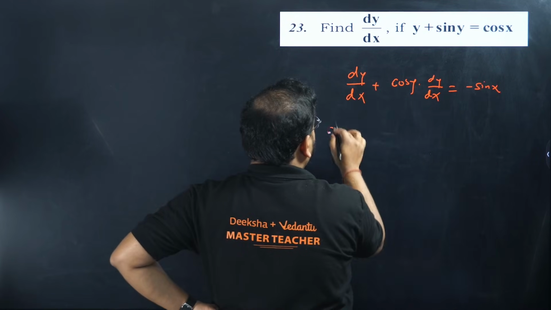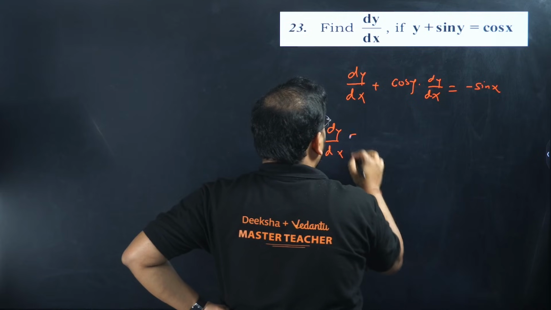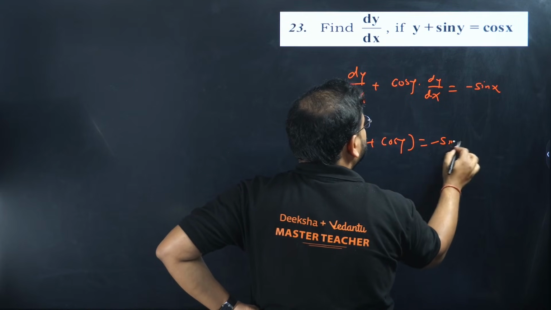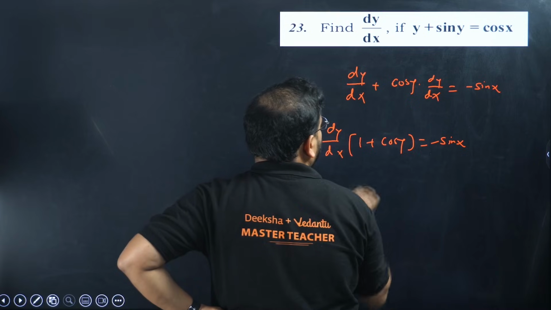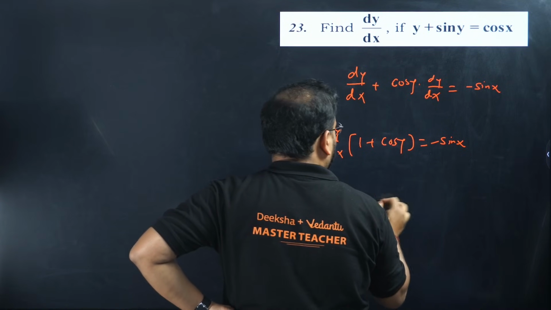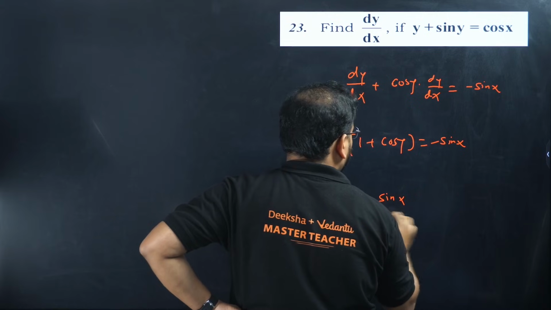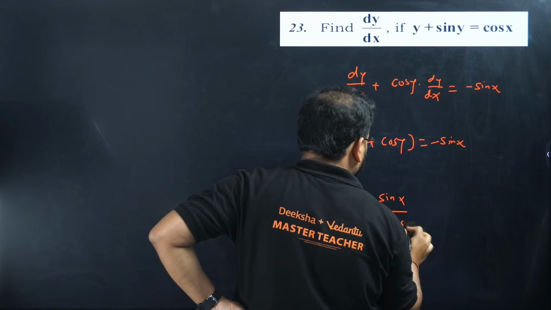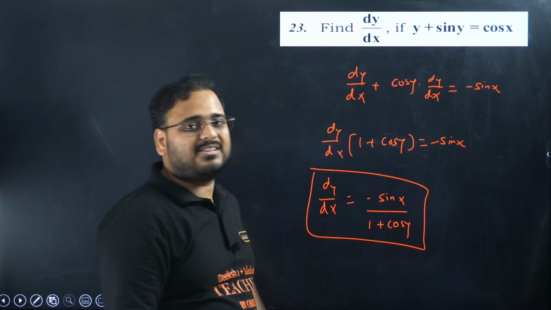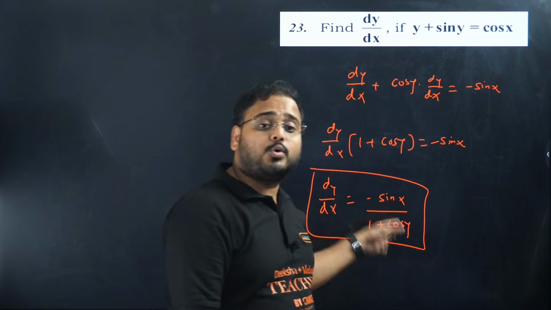Now take dy by dx common here. You'll have here 1 plus cos y minus sin x. Take this on that side and you'll have the answer now, dy by dx equals to minus sin x upon 1 plus cos y. No need to simplify this any further. Write it as 2 cos square y by 2? Don't do that. It's not required.